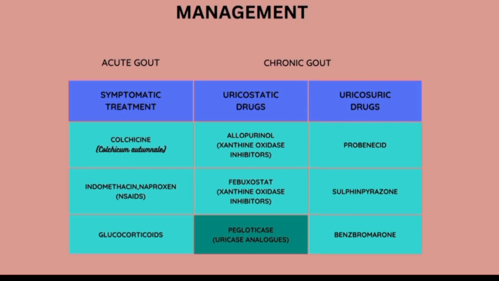Uricostatic drugs are allopurinol and febuxostat. They belong to a class of drugs called xanthine oxidase inhibitors. Uricosuric drugs are probenecid, sulfinpyrazone, and benzbromarone. Uricase analogues like pegloticase are some of the newer drugs.